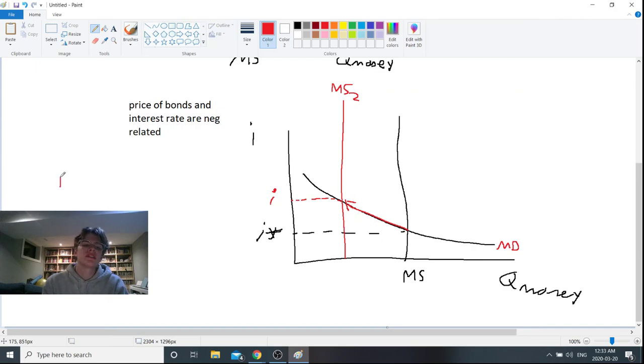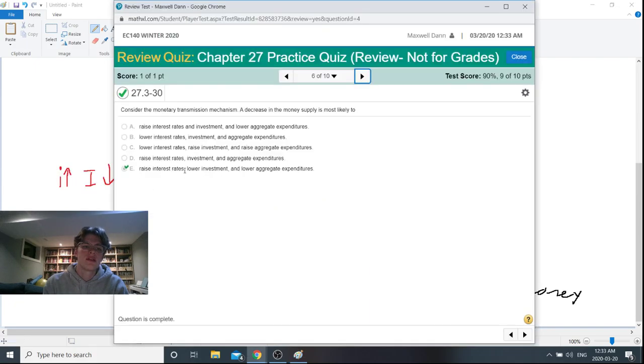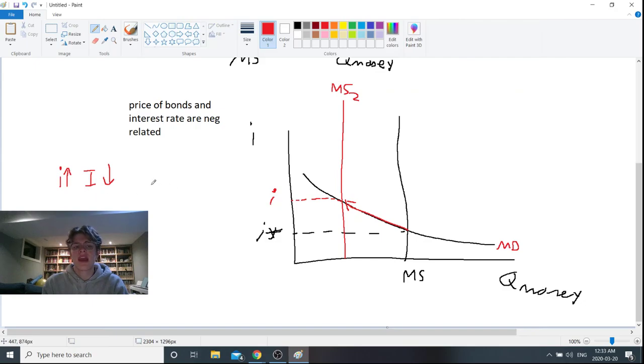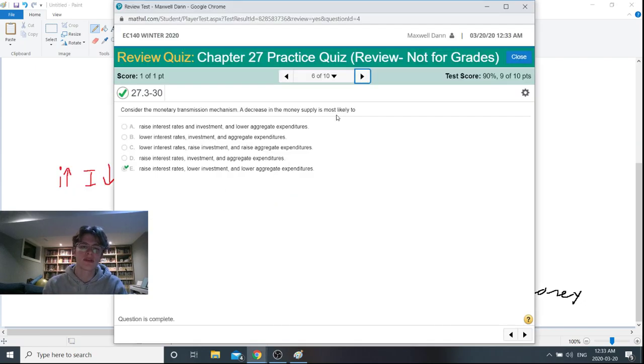Remember what happens when we raise interest rates? That means investment falls because the two are negatively related. So we lower investment. And investment and aggregate expenditure are positively related, so that would be a decrease in aggregate expenditure as well. And what would that mean for AD? Well, AD would shift to the left. In the long run, of course, aggregate supply would shift again to adjust for that. But that's a long run concept. This is short run.